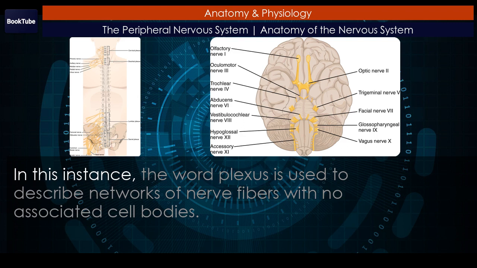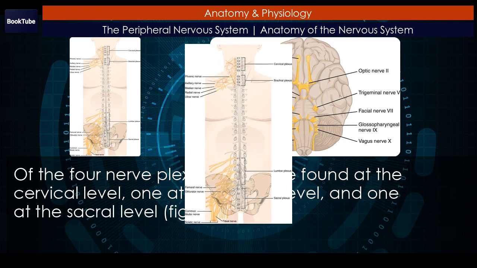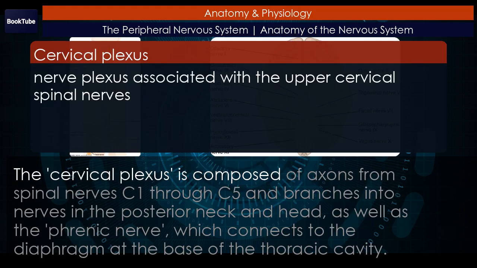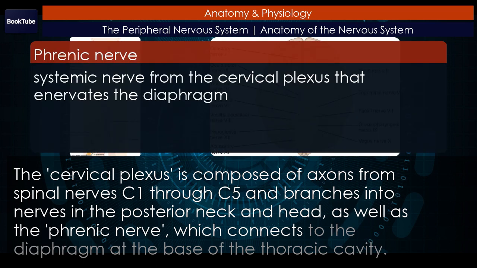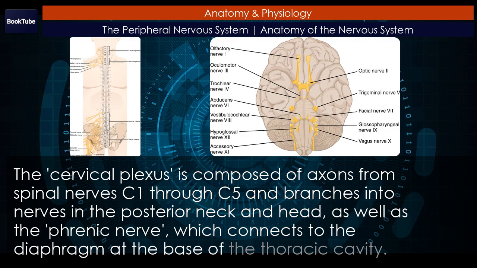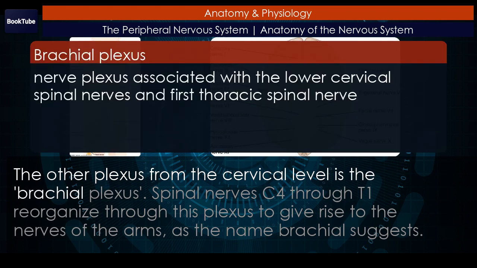In this instance, the word plexus is used to describe networks of nerve fibers with no associated cell bodies. Of the 4 nerve plexuses, 2 are found at the cervical level, 1 at the lumbar level, and 1 at the sacral level. Figure 6. The cervical plexus is composed of axons from spinal nerves C1 through C5 and branches into nerves in the posterior neck and head, as well as the phrenic nerve, which connects to the diaphragm at the base of the thoracic cavity. The other plexus from the cervical level is the brachial plexus.